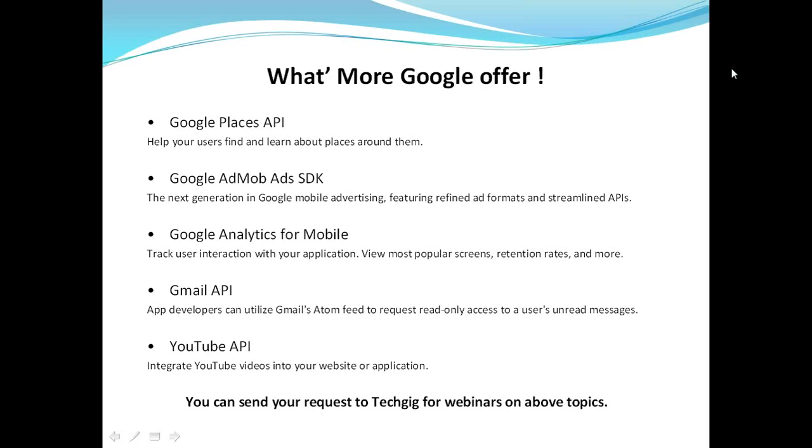A lot of other things have been offered by Google. One other thing is the Google AdMob SDK. The SDK is next generation Google mobile advertising, and it redefines ad formats and streamlines APIs. With the help of Google AdMob SDK, you can generate revenue from your free applications. As you can see in Google Market, we have a lot of applications, and with the help of AdMob SDK, you can just integrate that SDK in your application and earn handsome revenue.